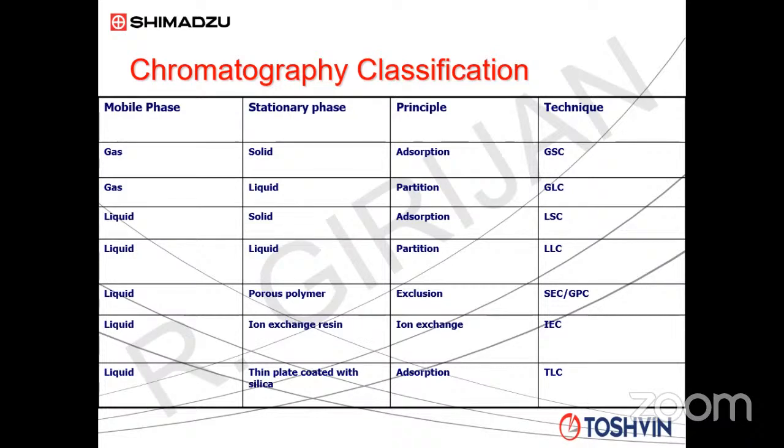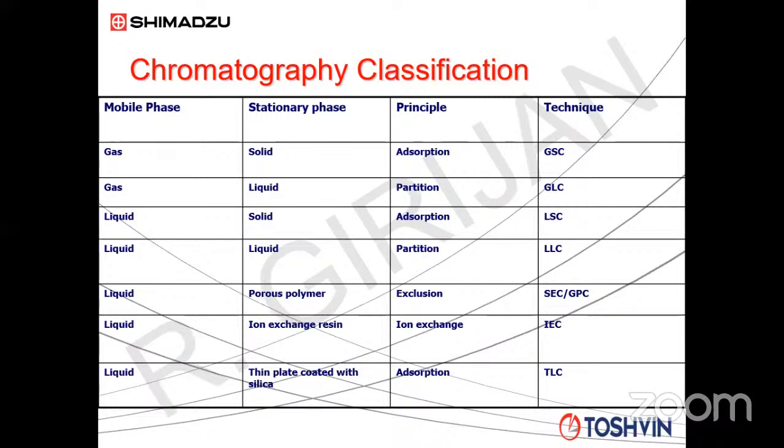Again, we are going to use a liquid as the mobile phase, and an ion exchange resin as the stationary phase. Then the principle is based on ion exchange. It can be either cation exchange or anion exchange. The technique is known as IEC, ion exchange chromatography, but nowadays we call it IC, ion chromatography. Okay, ion exchange chromatography and ion chromatography, there is a small difference also. I'm not going into that.